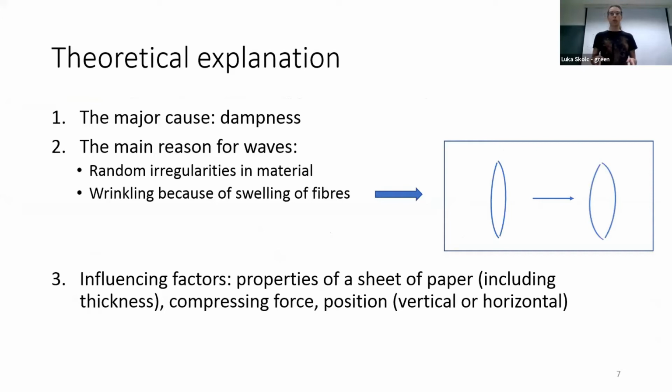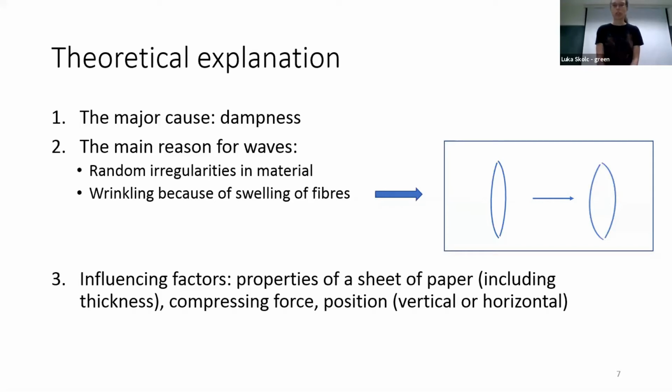We read some really old magazines, and what we found was that the shape and the distribution of waves in these magazines were exactly the same as waves found in old books in the library. So we suppose that the major cause of this phenomenon is dampness. But dampness can in fact influence in 2 ways. We know that there are some random irregularities and tensions in the material already from the factory. And another explanation is that fibers swell and thus paper extends, and this causes wrinkling.